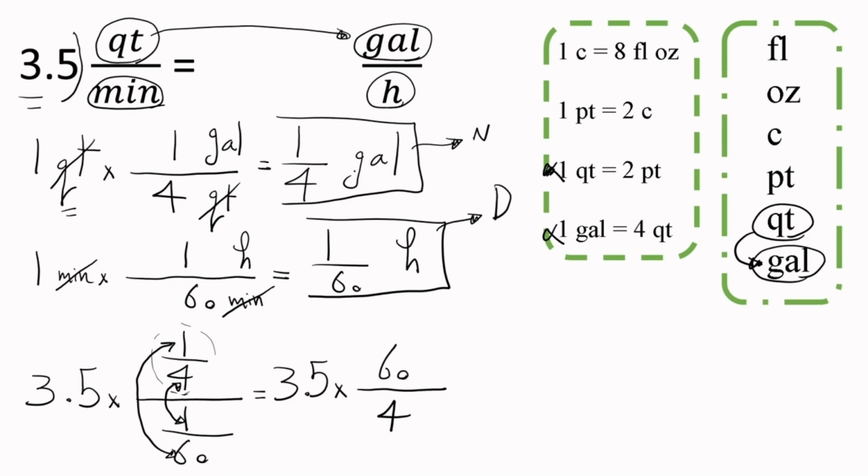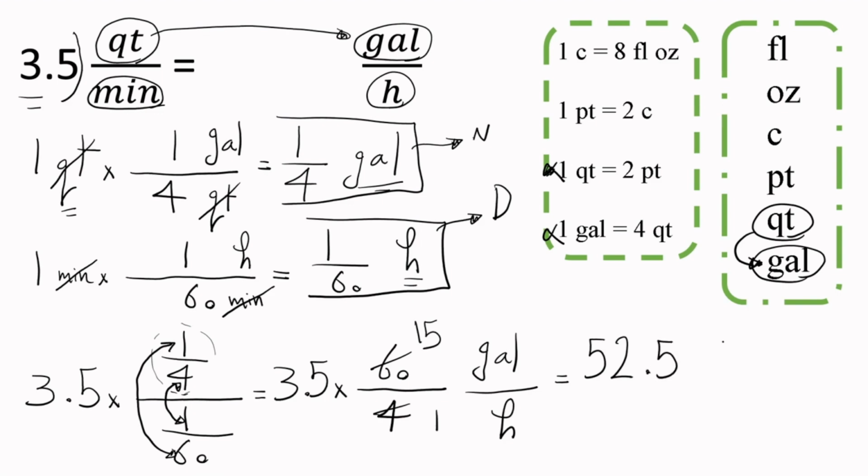What about the unit? In the numerator we have gallon, and in the denominator we have hour. So gallon per hour. If I divide 60 by 4, it's going to be 15. 4 by 4 is going to be 1. So 15 times 3.5 will be equal to 52.5 gallon per hour.